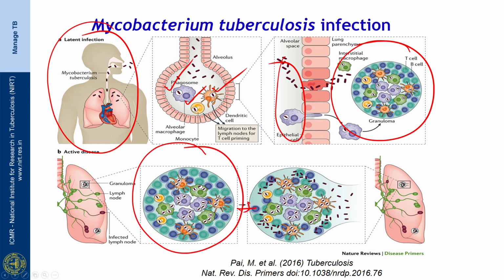In terms of active disease, this ability to form the solid granuloma fails. You have necrotic cell death within the granulomatous lesion, as well as extrusion of both intracellular and extracellular bacilli, which then subsequently spreads to the other parts of the lung as well as to the draining lymph nodes.